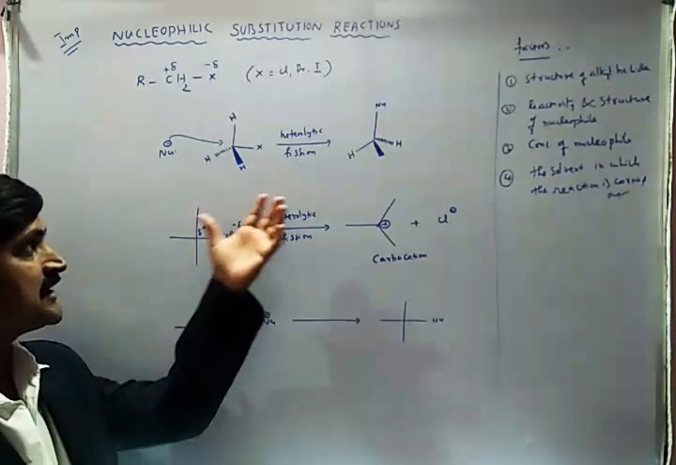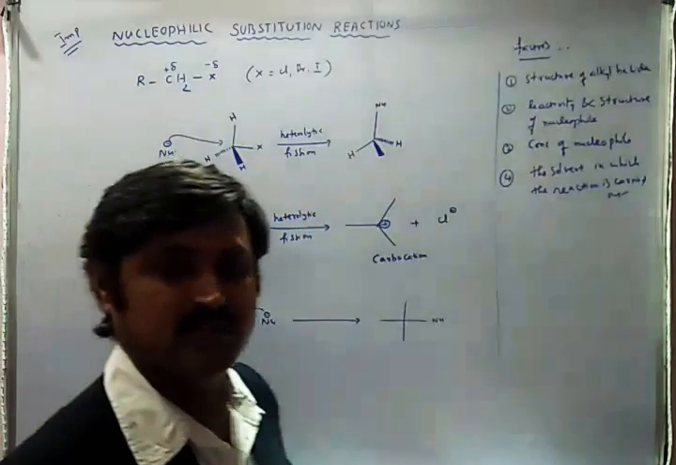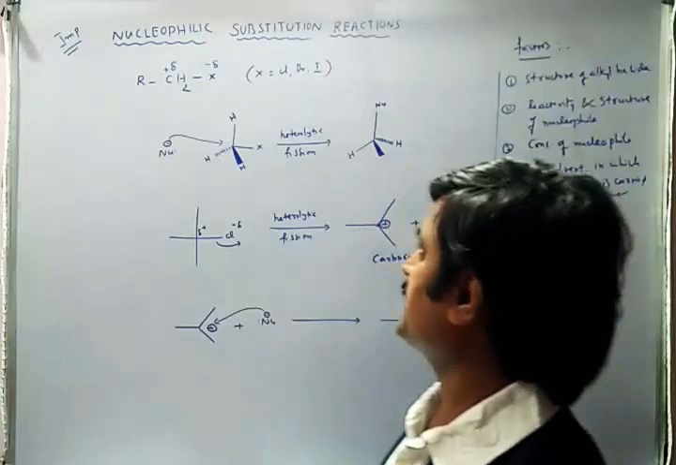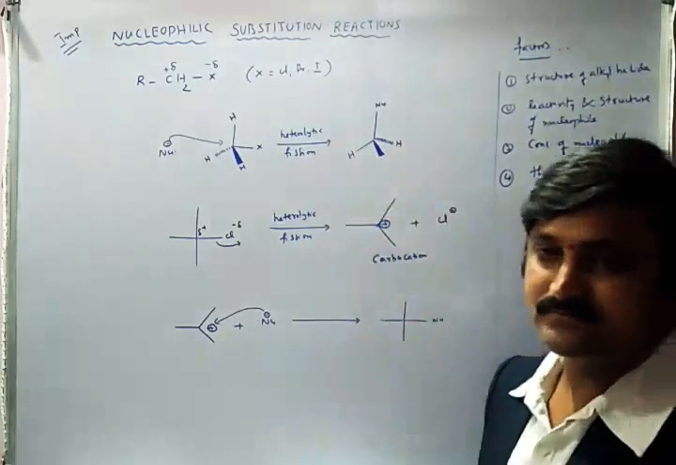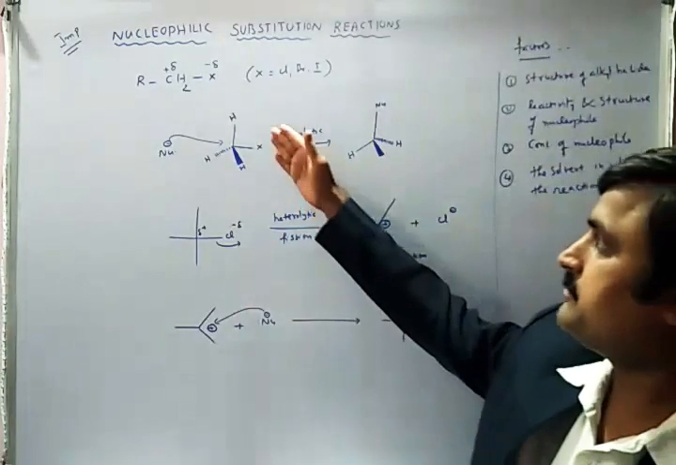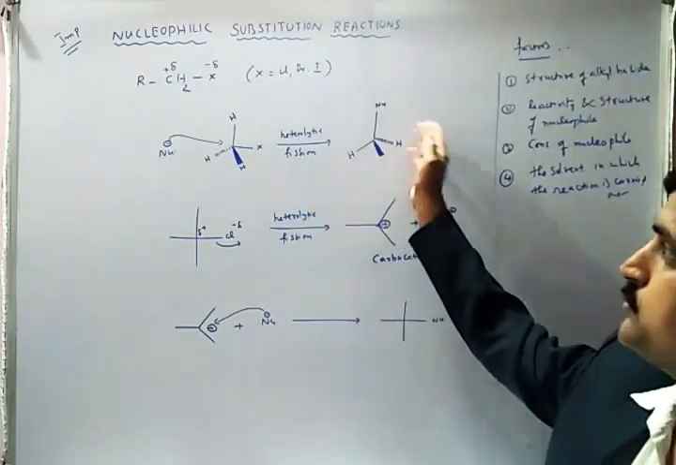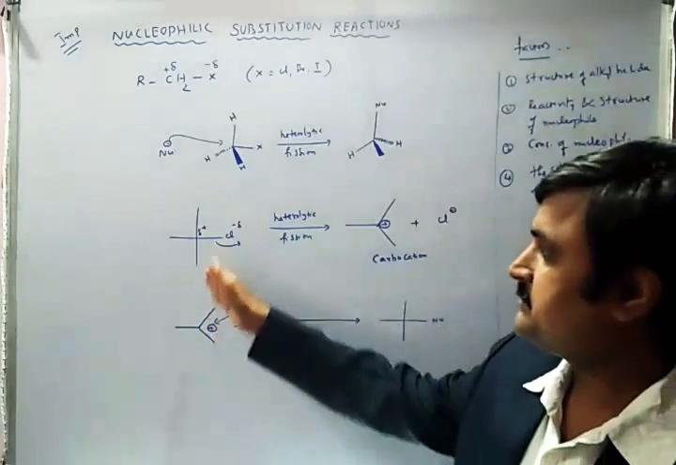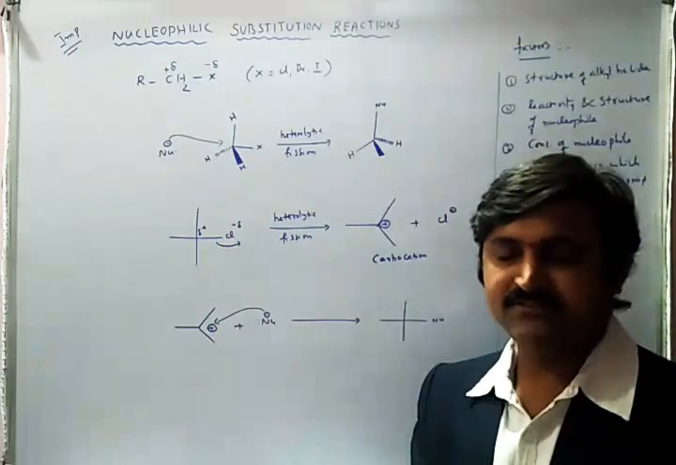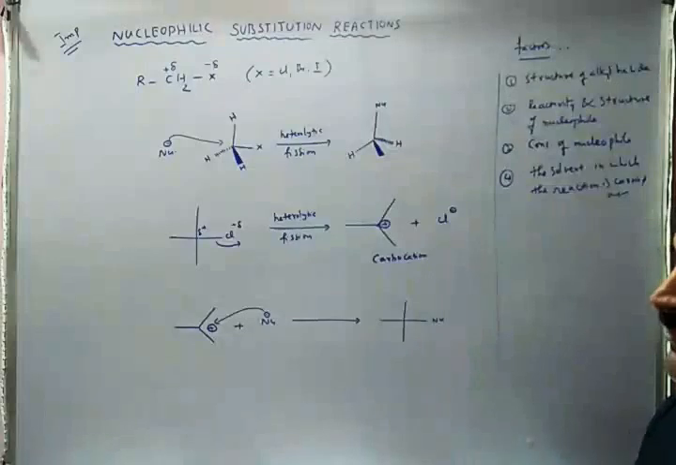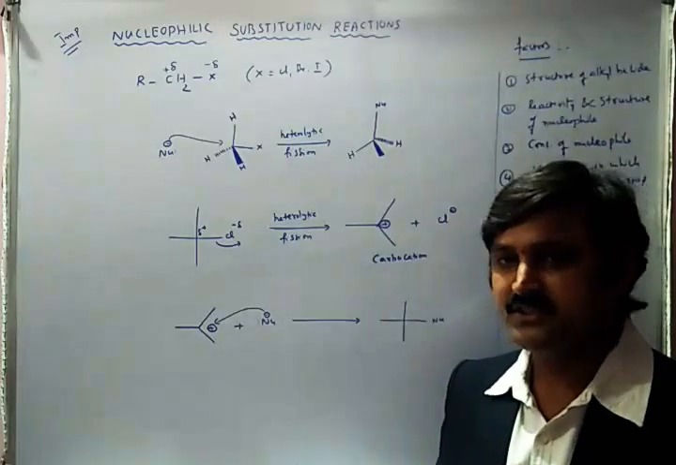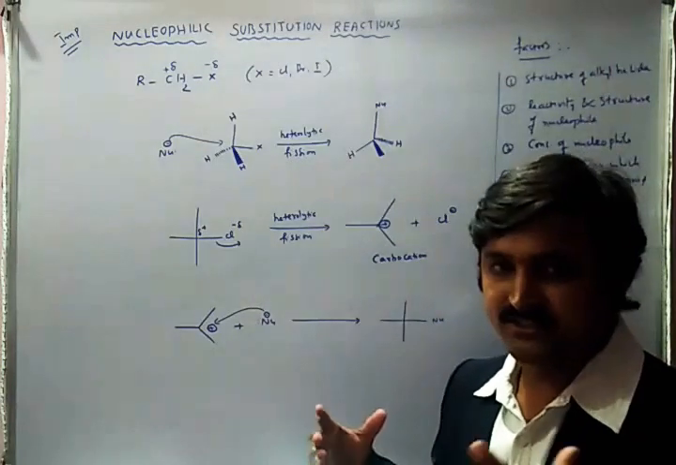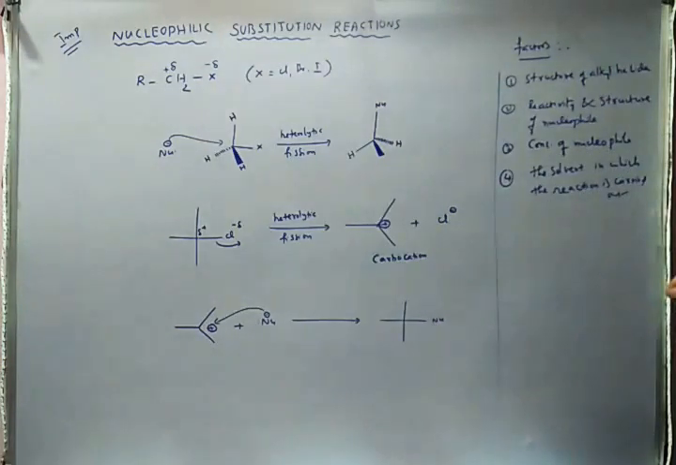So I have taken one general chemical equation in this. It causes the carbon halogen bond to break heterolytically. The carbon halogen bond separates out and the nucleophile attaches to this carbon. This is nothing but heterolytic fission. Heterolytic fission is the unequal sharing of the bond pair of electrons between two atoms, making the atoms fully charged, positively or negatively charged species.